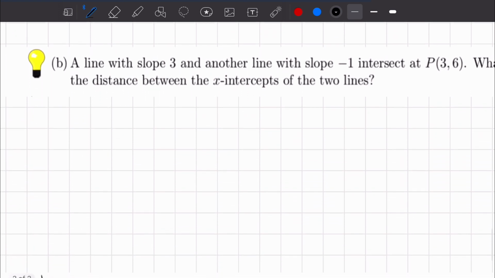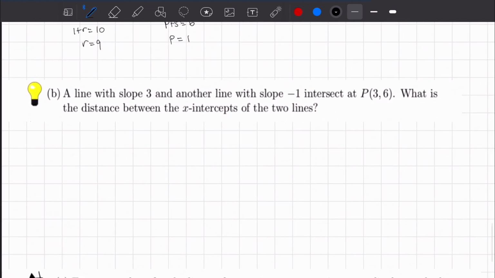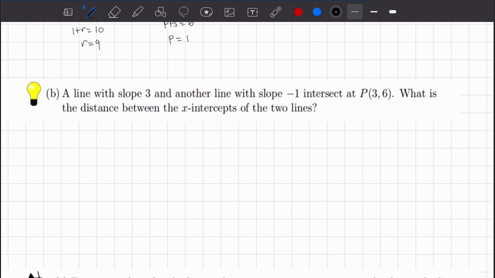And for question B, a line with slope 3 and another line with slope -1 intersect at P(3, 6). What is the distance between the x-intercepts of the two lines? Okay, so when we are handling lines, we first need to know the basic equation. So a line is y equals ax plus b, where a equals the slope and b equals the y-intercept.